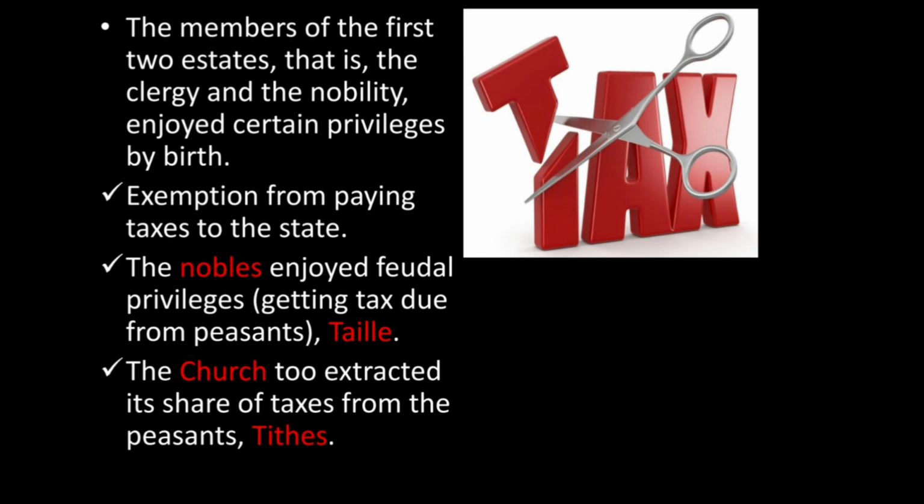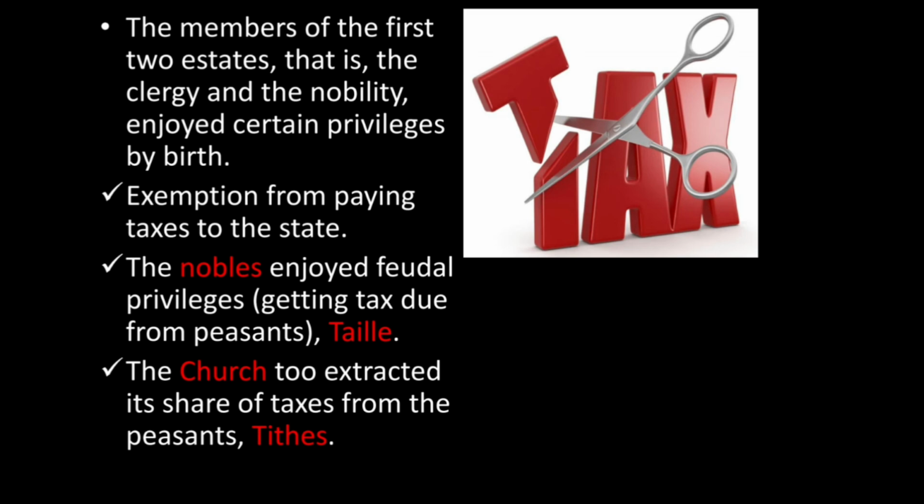Second, the nobles enjoyed feudal privilege. That means they were not paying the tax; rather, they were getting taxes from the peasants, which was called taille. Whereas the church also extracted tax from the peasants, which was called tithe.